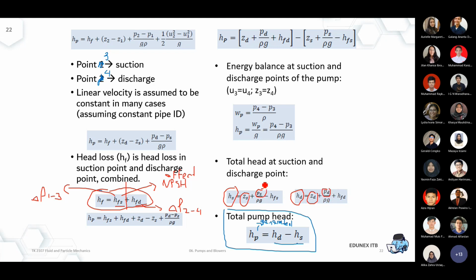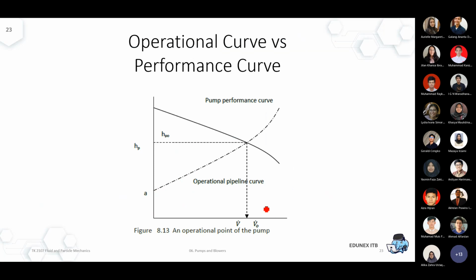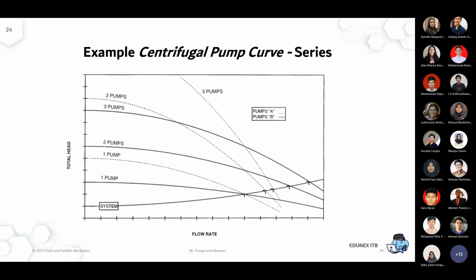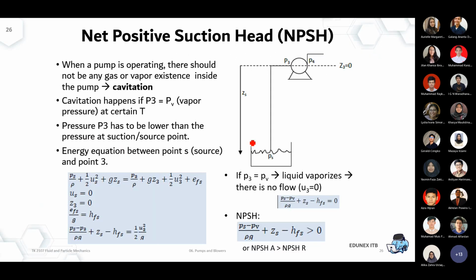Okay, this is point 3 and point 4 in the previous schematic. So that's the formula, to later we can calculate the NPSH. This part I will explain in the next session on Tuesday. So I will skip this part first, and this part as well.